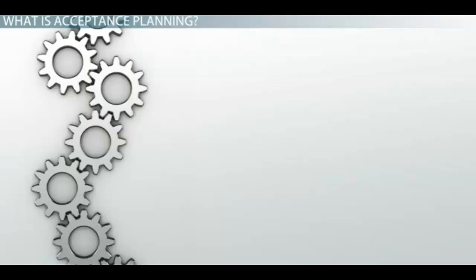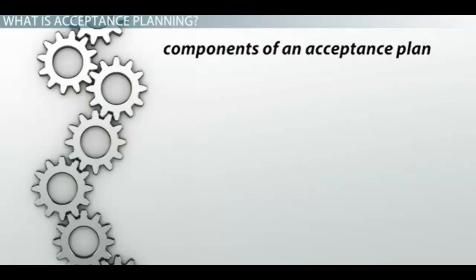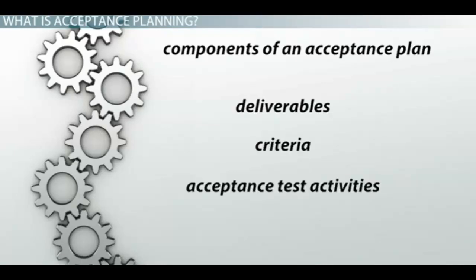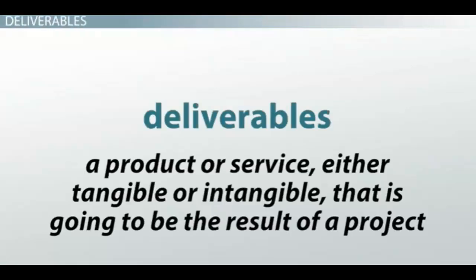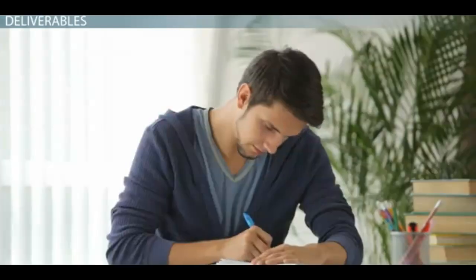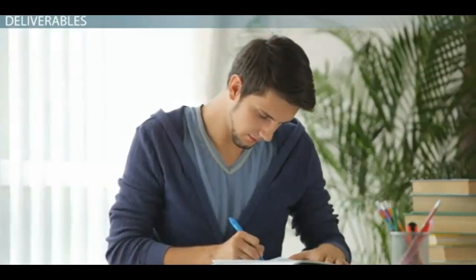In this lesson, we'll explore the components of an acceptance plan, including project deliverables, criteria and standards for the project, and acceptance test activities. First off, the term deliverables can be defined as a product or service, either tangible or intangible, that's going to be the result of a project and will be provided to the customers.